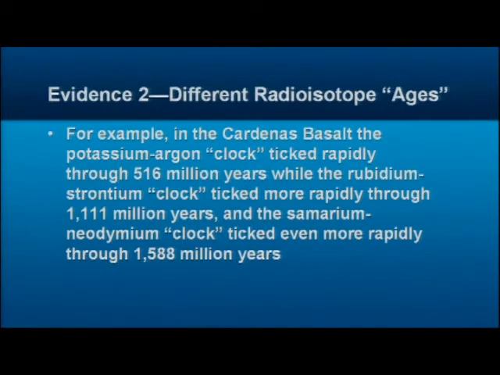Let me illustrate what I mean. For example, that Cardenas basalt. While the potassium-argon clock ticked through 516 million years, the rubidium-strontium clock was ticking more rapidly through 1111 million years, and the samarium-neodymium clock was going even faster and faster, ticking through 1588 million years.